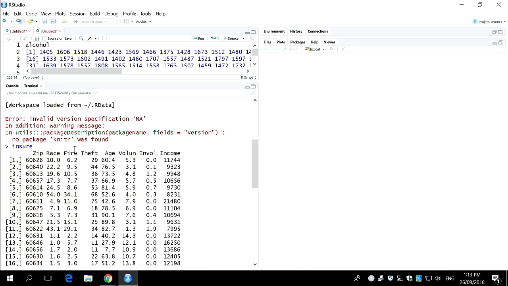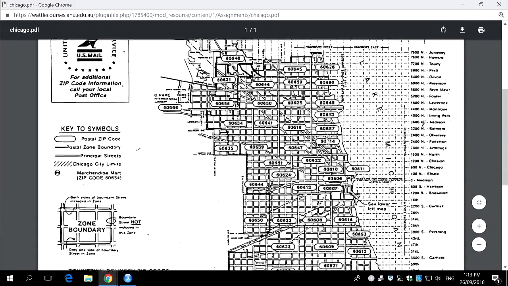Now there's one extra wrinkle to this, which is this column here, zip code. And this refers to another piece of information you have, which is this map. So the zip codes are on this map. Okay?